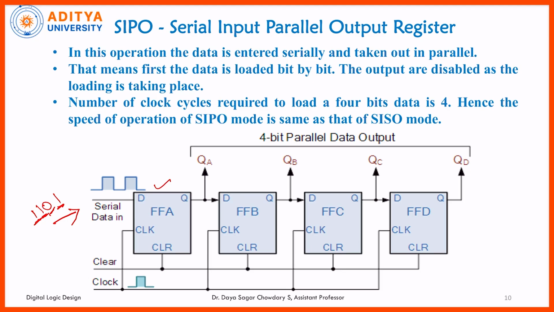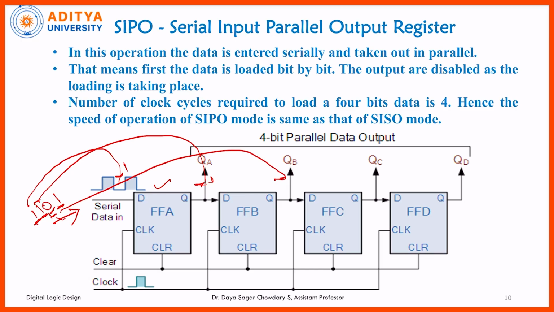So that means after 4 clock pulses, the first one will appear here, the second one will appear here, the third 0 will appear here, and the fourth one will appear here. So that means on the fourth clock pulse, all the flip flops have the data that we are giving as serial. So all the data was given in serial.